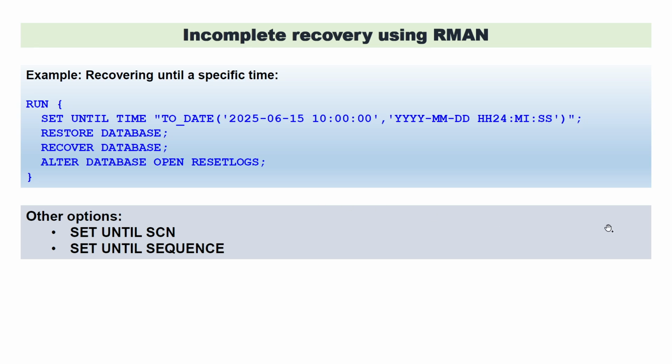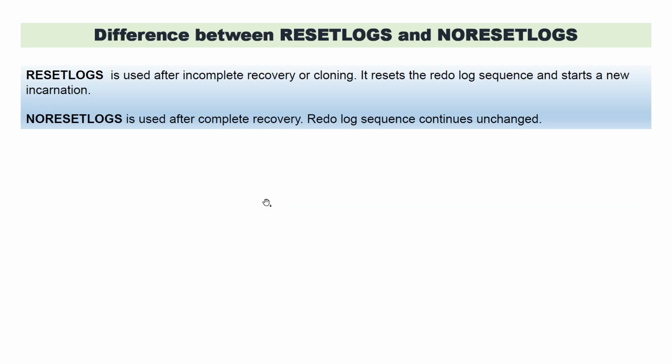Now let's understand how you perform an incomplete recovery using RMAN. If you want to recover until a specific time, you will say set until time to a date. Then once you set the until time, you can use restore database, recover database, and open the database in resetlogs mode. Set until time has other options: set until SCN and set until sequence. So you can use set until SCN or set until sequence.